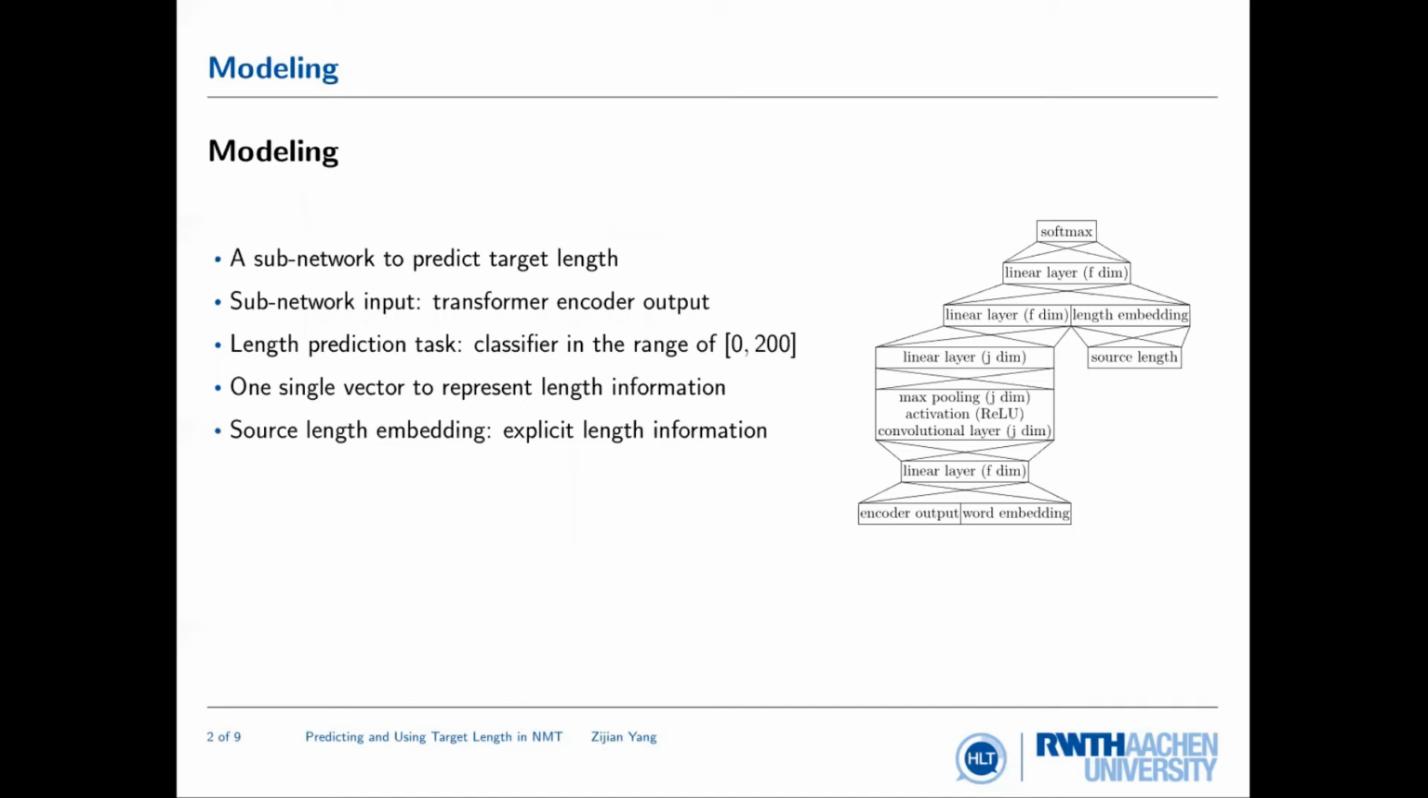Okay, here's how we model this length prediction task. We build up a subnetwork to predict the target length, which only needs the information from the source side. The input of the subnetwork is the transformer encoder output, and the length prediction task is considered as a classification task for different lengths in the range of 0 to 200. To get the input of the classifier, we compress the whole source sentence to a single vector. Besides, to inject the source length information explicitly, we map the source length to a vector by a length embedding matrix.